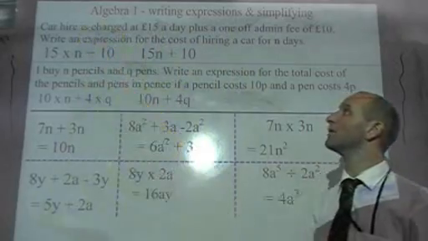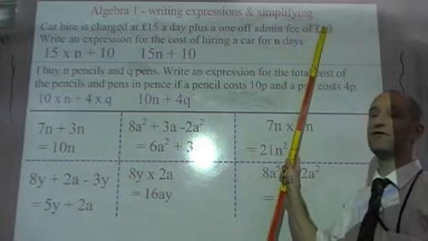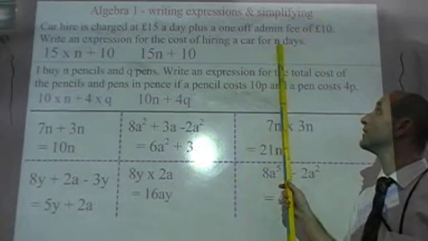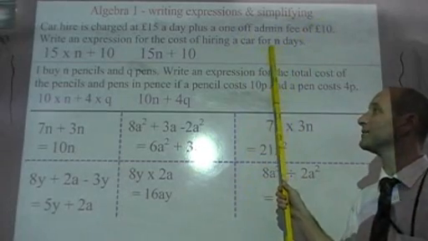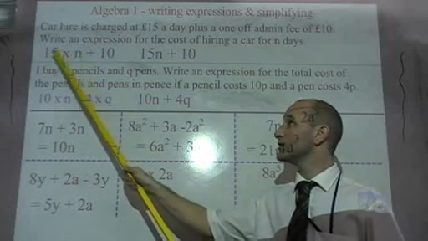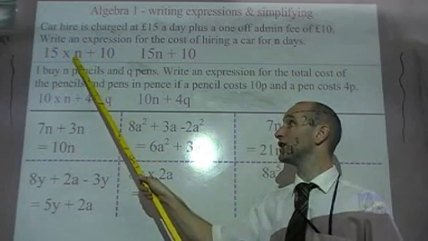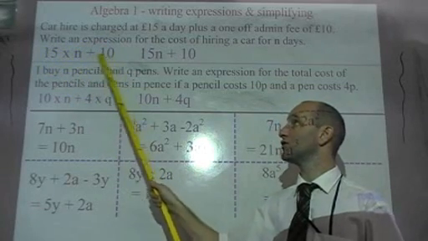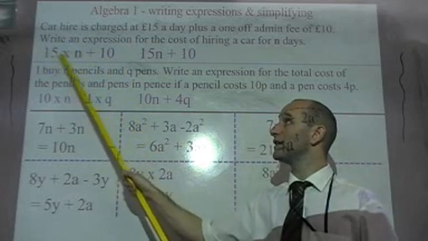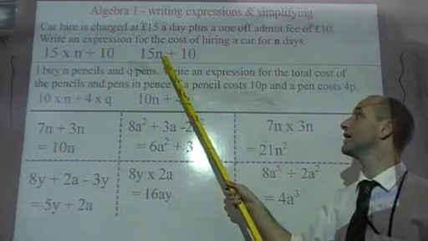So here we have car hire, charged at £15 per day, plus a one-off admin fee of £10. They're asking us to write an expression for hiring the car, total cost for n days. So each day is £15, we want it for n days, so 15 times n will tell us a total cost for n number of days, and then we add the admin charge onto the end. That doesn't have any relationship at all to how many days we hire the car for. So we then simplify 15 times n to get 15n.